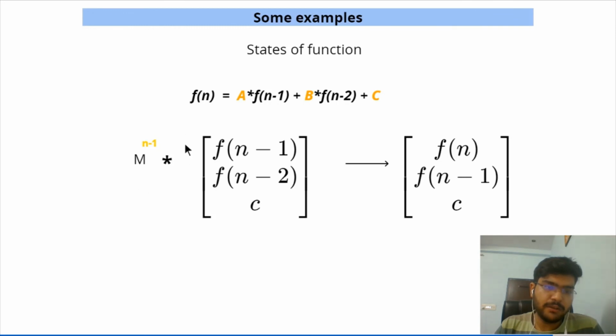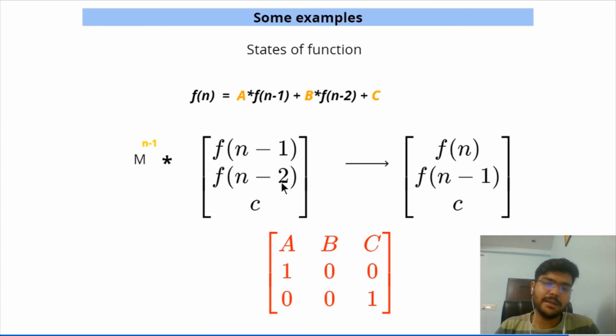So we'll find the matrix M and then exponentiate it n minus 1 times to find the answer of f of n, right? So what will be the M matrix in this case? The M matrix will be a, b, c, 1, 0, 0, 0, 0, 1. So you will find that the M matrix by solving the equation would be this, right? So we'll exponentiate it and then multiply with the base condition to find the answer, right?